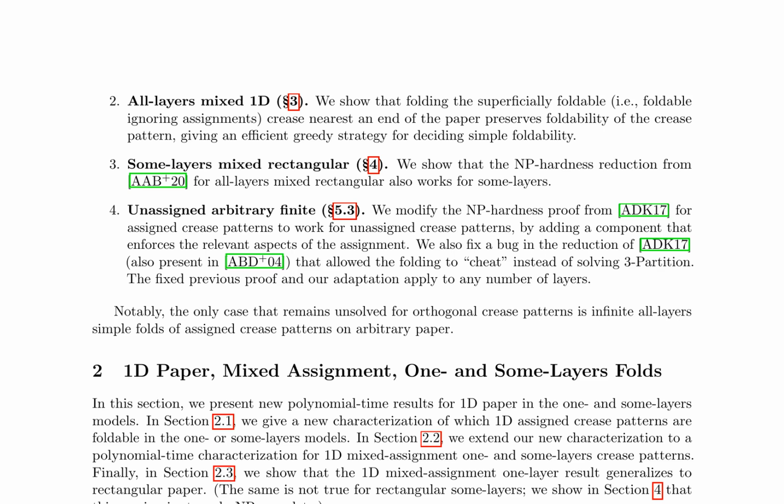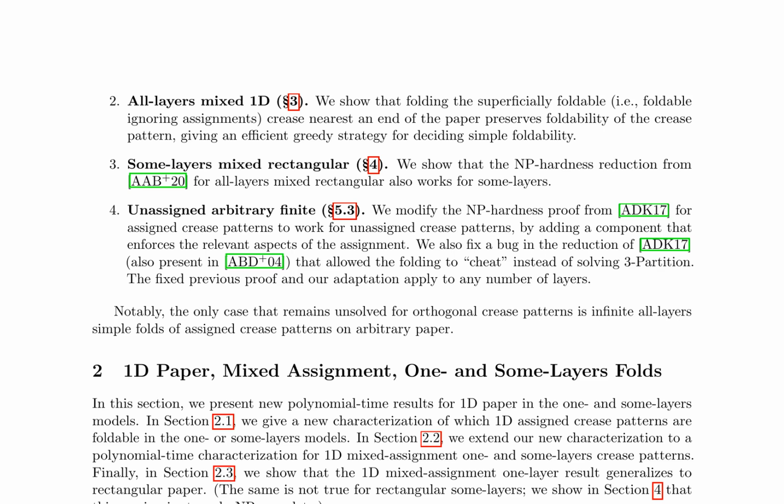The paper presents new results on the foldability of crease patterns in various models. A greedy strategy is proposed for all layers mixed 1D crease patterns, where simple foldability is decided by folding the superficially foldable crease nearest an end of the paper, preserving the foldability of the crease pattern. In the some layers mixed rectangular model, the NP-hardness reduction from previous work is shown to apply, implying that deciding foldability in this model is computationally intractable.